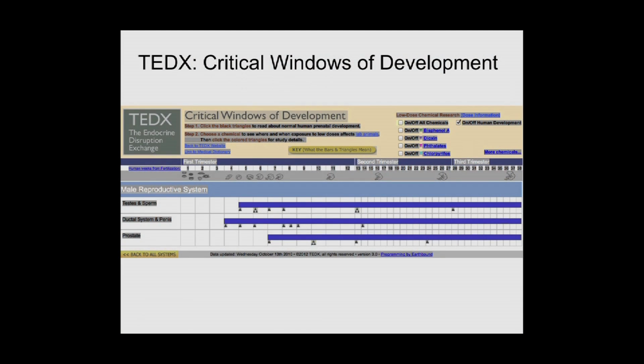So we have much broader brushstrokes, but I want to refer you here to a very valuable resource on critical windows, and that's from TEDX. If you don't know this, write this down. It is a very, very valuable website, TEDX Critical Windows of Development. And it's live, you can interact with it, and each of those little triangles that you see there, you can hover your mouse pointer over it, and it will tell you what the endpoint is and the reference for it. So this is really useful, I think, and this is Theo Colborn's, one of her contributions.